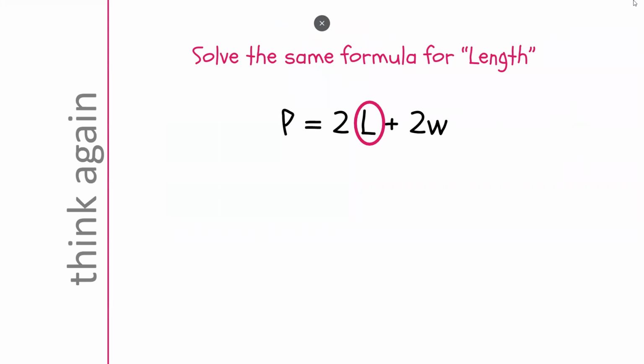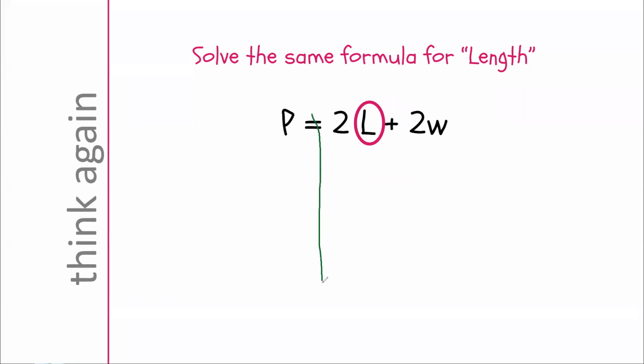So this is the same formula. Let's just solve this formula for L instead of for W. So again, I'm going to draw my line. My variable's already circled, and that's telling me what I'm solving for. So I should get an L equals at the end.